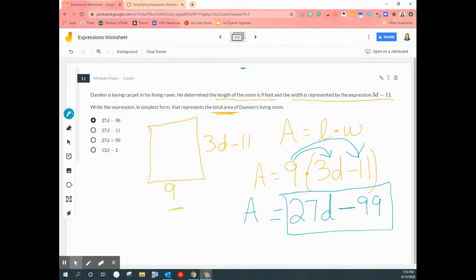I don't need to simplify it any further because I see I have a D here and there's no D, there's no variable with my 99. Those two pieces are not like terms. I can't combine them and simplify them any further than that. This is the simplest form.